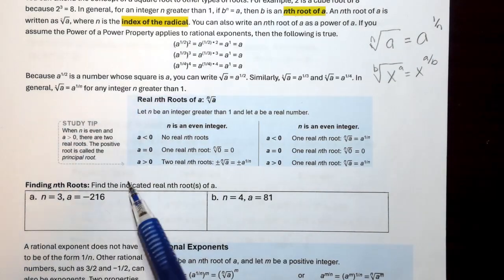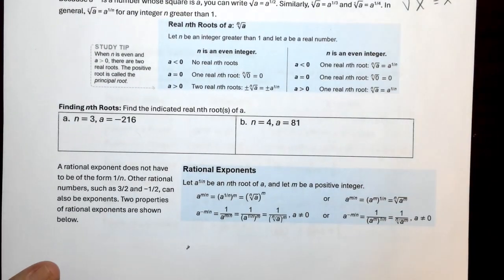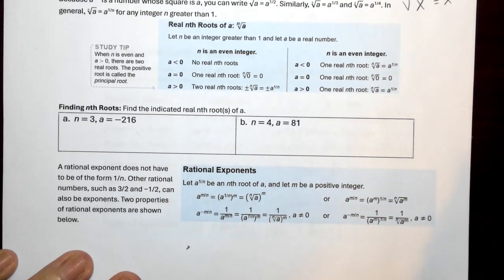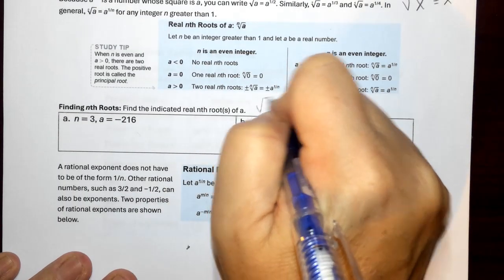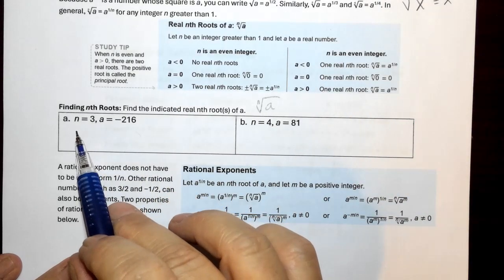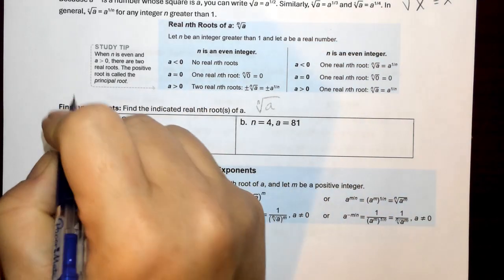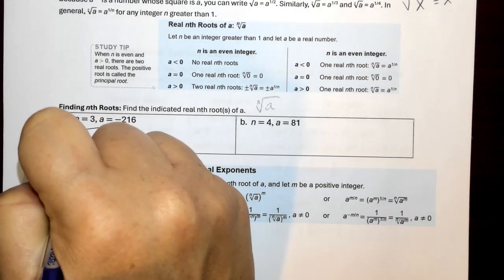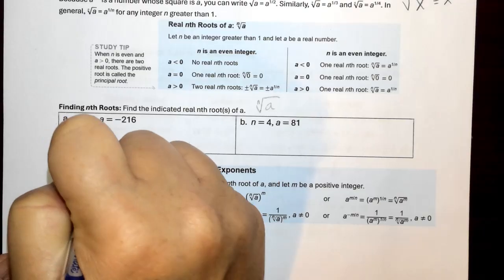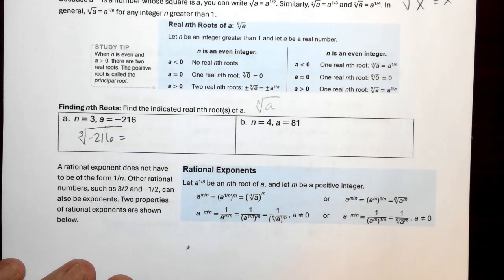All right, so what does that mean? Well, we're just going to practice finding the indicated root. In this, we're using this format. We're going to plug in the a under the radical, the n comes out here. So we're going to have the cube root of negative 216, and we're going to find the real root.